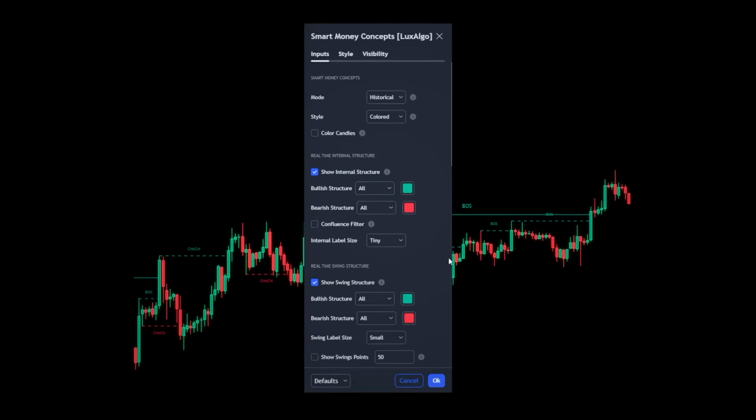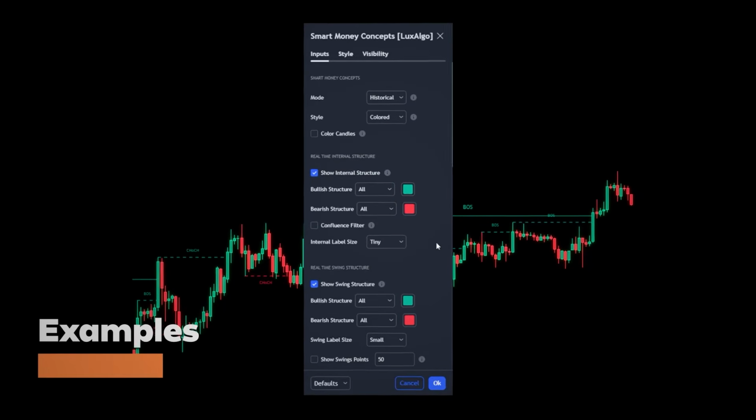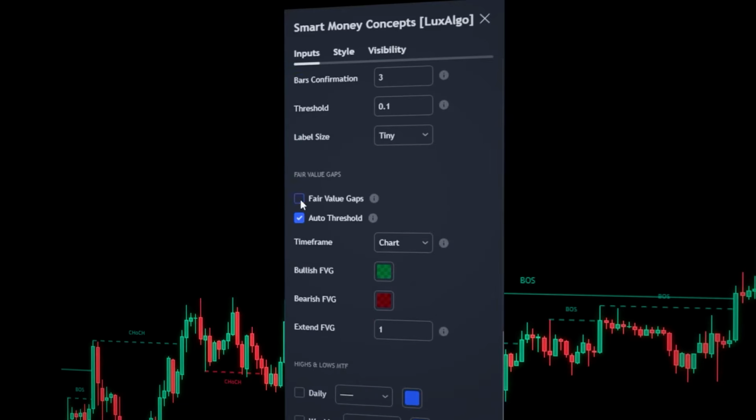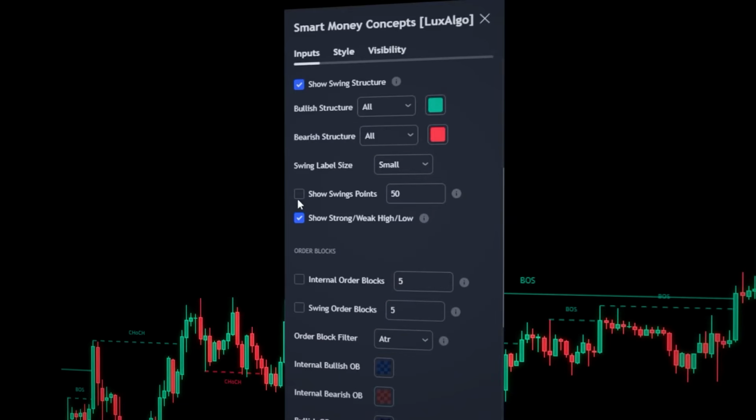Now that we've covered pretty much everything this indicator offers, we can move on to some examples of how we would use this to enter trades. The first example, we'll use the default settings, but we're going to turn off all the order blocks and turn on fair value gaps. Also, we'll disable the auto threshold and extend it up to 5 points. Lastly, we'll turn on swing points.